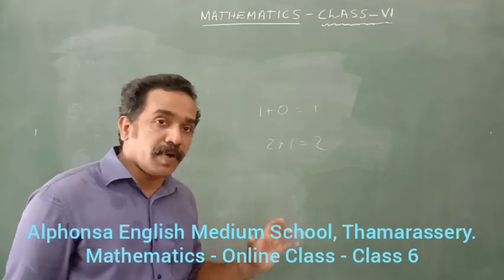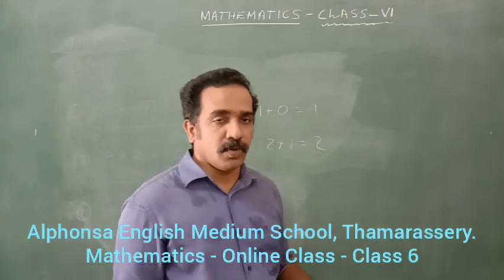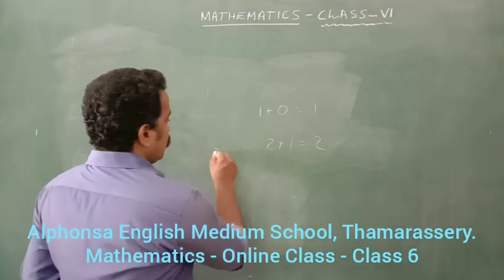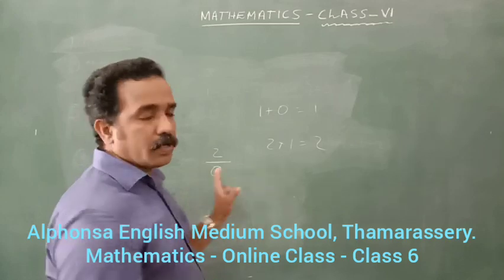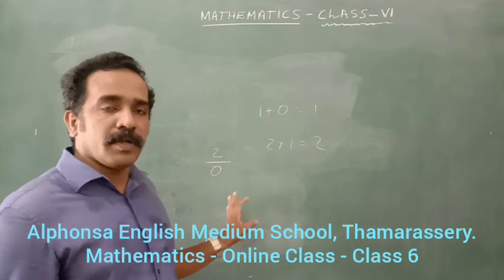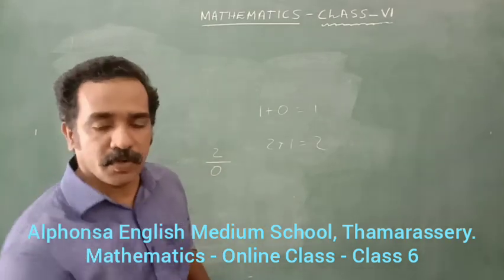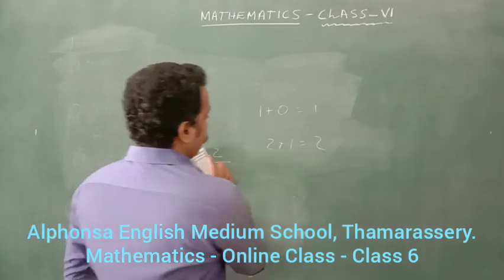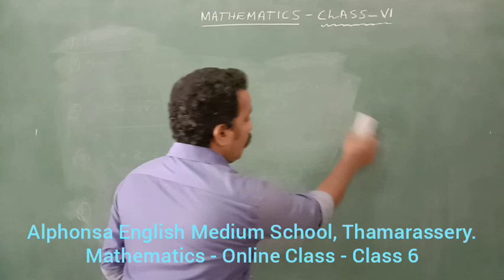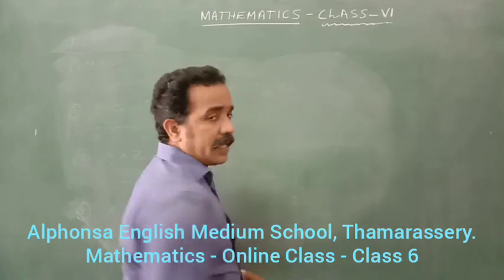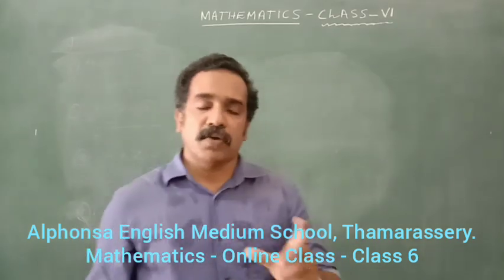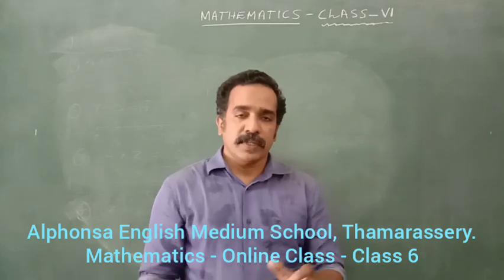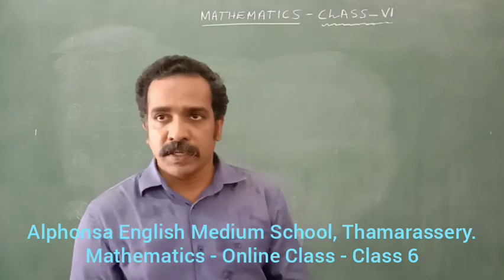And we cannot divide any number by 0, because 2 divided by 0 is not defined. Any number you cannot divide by 0. The answer is not defined. It is considered as infinity. And when you divide 0 by any number, the answer is always 0. Those are the properties we studied.